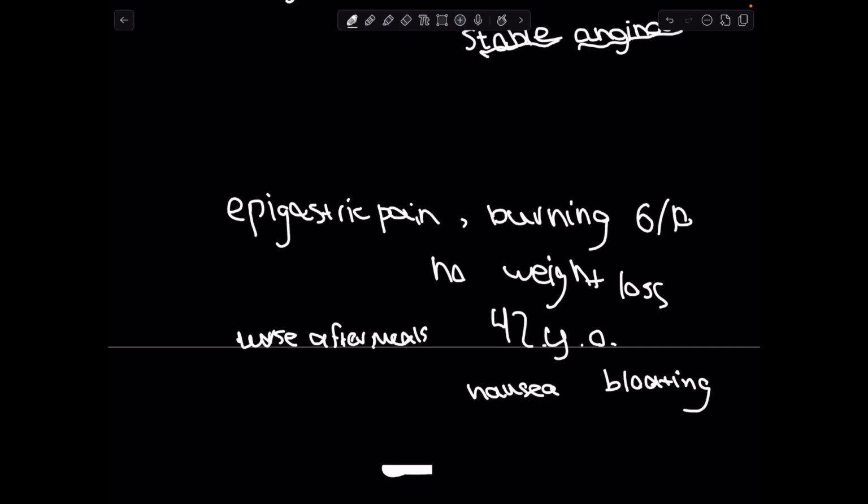You're thinking GERD. Good instinct. The burning epigastric pain, 6 out of 10, with nausea and bloating, has been going on for 2 months, worse after meals. No weight loss or blood in stool. What's your next question to confirm GERD, or rule out other possibilities, or want to stick with your guess? What should I be asking? What test should I do?